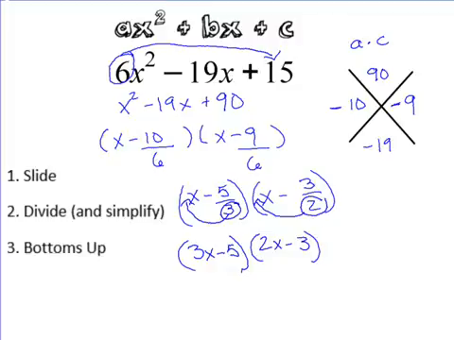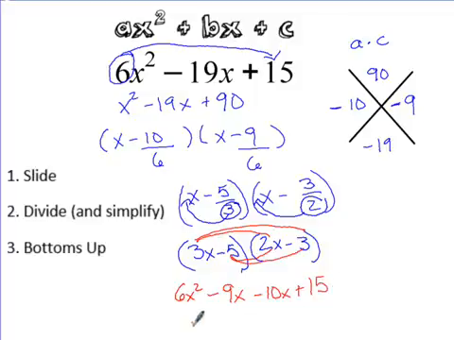Let's check and see if this is factored correctly. So I've got to distribute back out. 3x times 2x is 6x squared. 3x times negative 3 is negative 9x. Then I distribute in the negative 5. Negative 5 times 2x is negative 10x. And negative 5 times negative 3 is positive 15. When I combine my like terms, I get 6x squared minus 19x plus 15, which is what the original problem is. So slide, then factor like normal, divide and simplify the fractions, and then move the bottoms up.